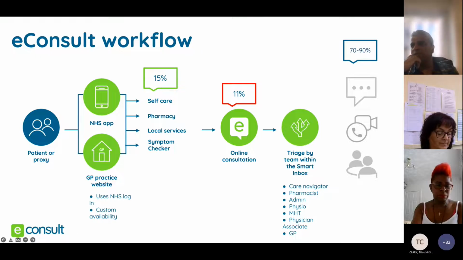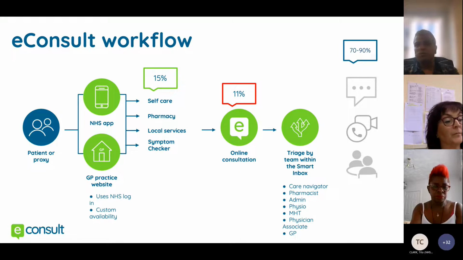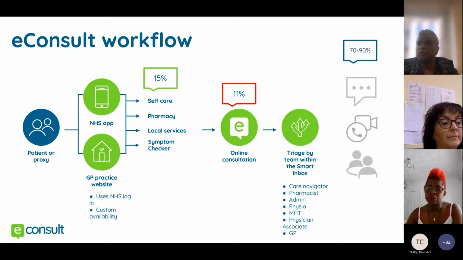Now, once a consultation comes in, it is managed by the practice team, and we do strongly advocate a multidisciplinary approach here. 3 or 4 years ago, this was very much a GP-led exercise. Actually, we find now the practices that use not just eConsult, in fairness, online consultation tools well, are working with the multidisciplinary team and making sure that the most appropriate clinician is reviewing that particular presentation from a patient.